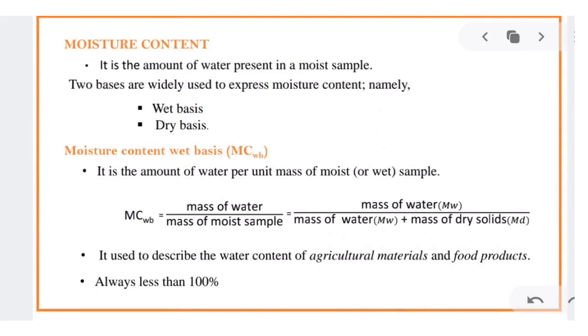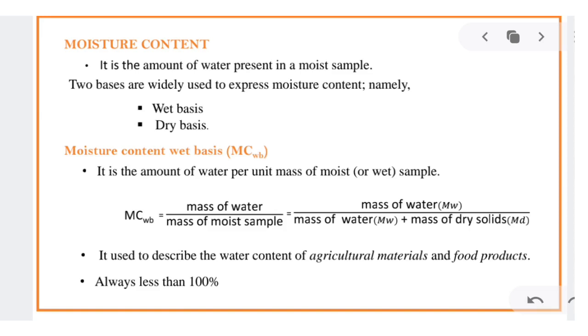We are going to start a new playlist called drying. So we know that drying is the process of removal of moisture content at any given temperature. Before going into details of drying, it's better to know what is moisture content and how it is represented in different contexts. So let us start.